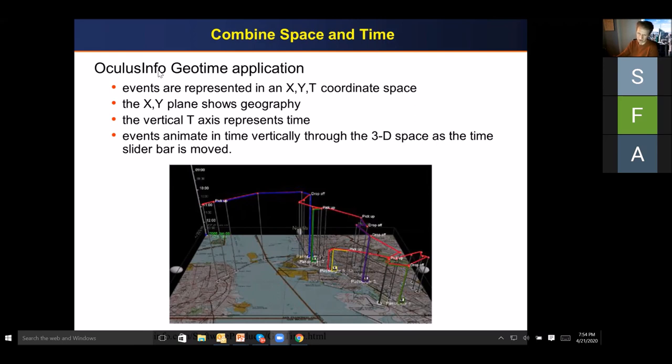Oculus Info used to be a company. They have a different name now, I forget what the name is. They're from Canada. This was actually a really famous paper, this GeoTime application. So events are represented in XYT coordinate space. The XY plane is basically a geography and a map, and the vertical axis T represents time. Okay, and this is like an event over time. It basically moved over time, and you can see the speed of it, right? So when it's really flat, then the speed was very high, because not a lot of time was developed.